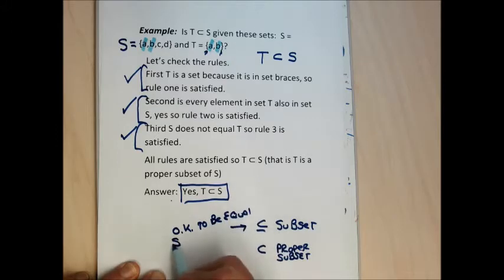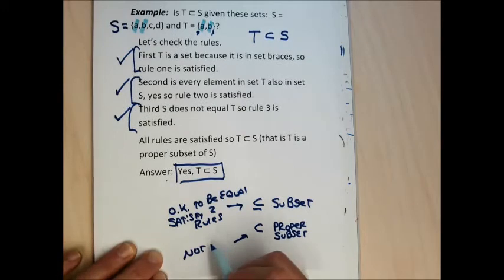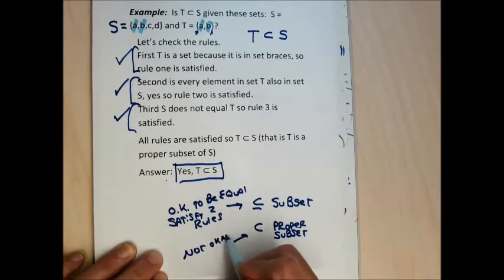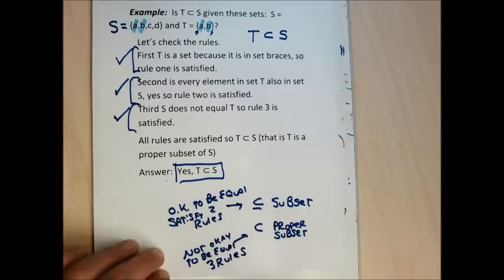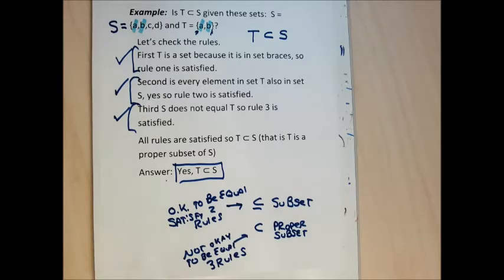And we just need to satisfy the top two rules. Proper subset, it's not okay to be equal. And we have three rules to satisfy, and that third rule says they can't be equal. All right, let's see this.